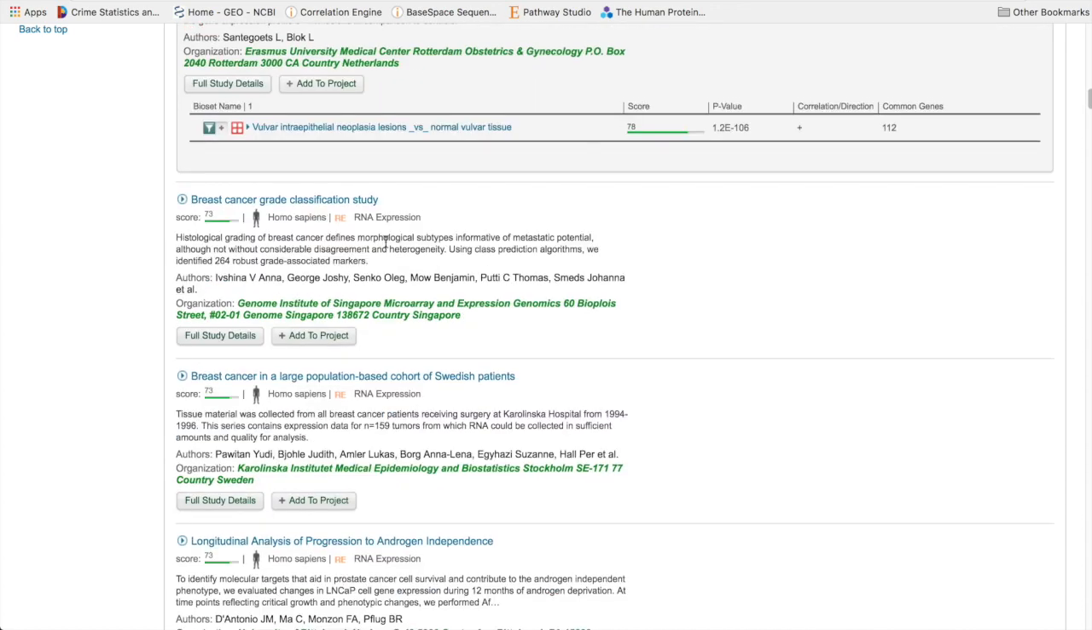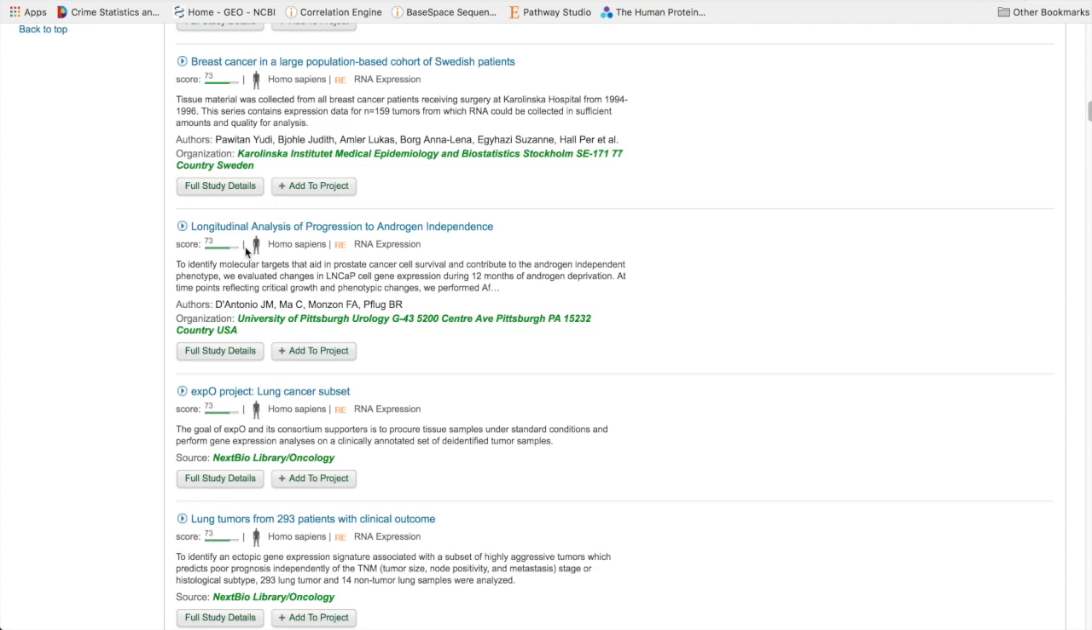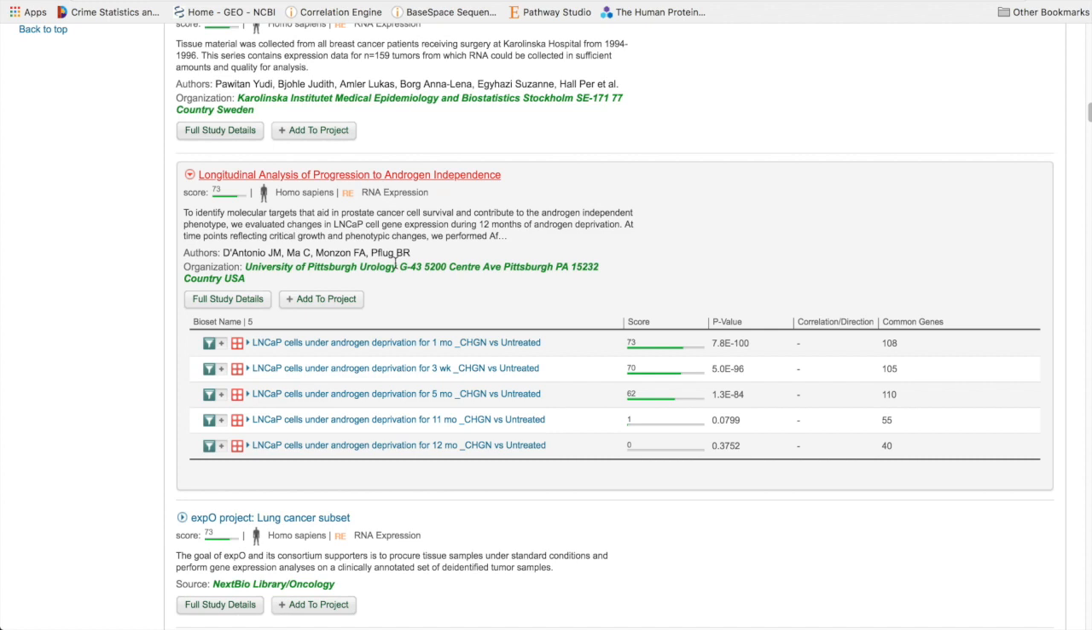And again, we can go down here. I thought this was really interesting: longitudinal analysis of progression to androgen independence. In this study, what they did was take prostate cancer cells and starve them of androgen or testosterone. I mentioned before that kidney cancer is predominantly males get this, and in fact, in papillary renal cell carcinoma, I read that males are 5 times more likely to get this cancer than females.